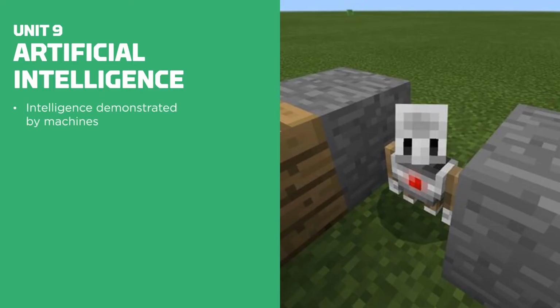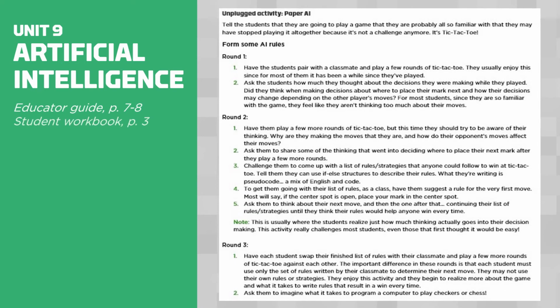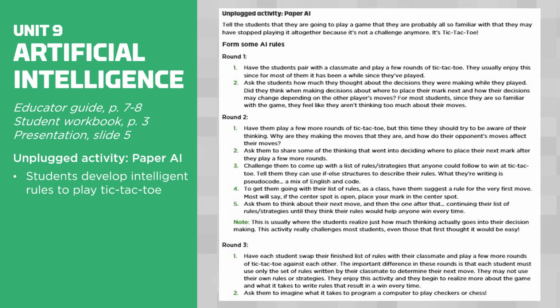In Unit 9, students will explore artificial intelligence, meaning intelligence demonstrated by machines. In the unplugged activity, students play tic-tac-toe as you walk them through their decision-making process and help them develop intelligent rules to play.